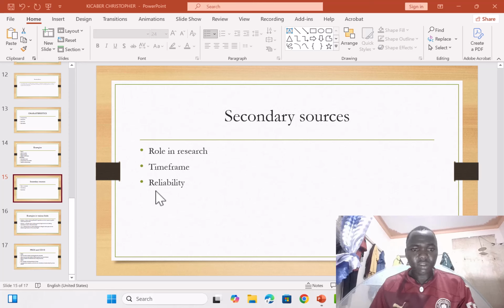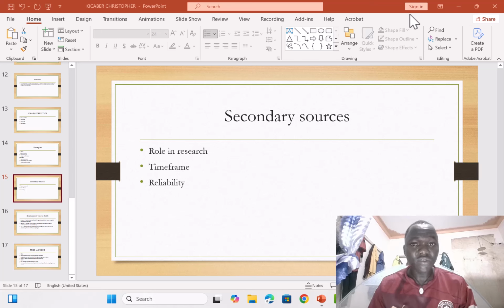So let's go to reliability. Under reliability, we have strengths and challenges. Under strengths, it can help researchers to clarify the meaning of the primary sources.